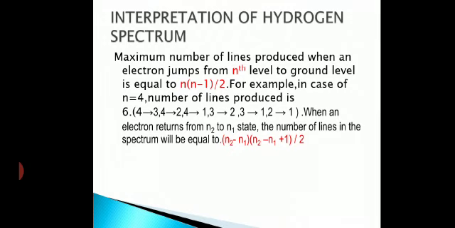So these are the interpretations which were given by Bohr's atomic model regarding the spectral lines of the hydrogen atom.